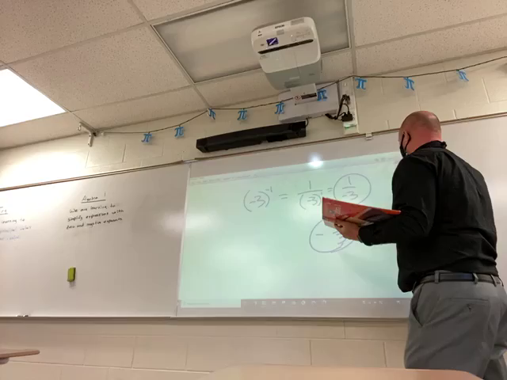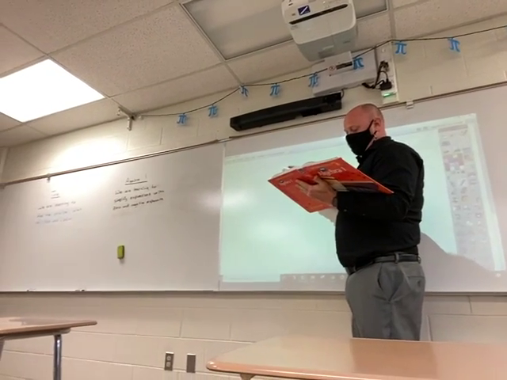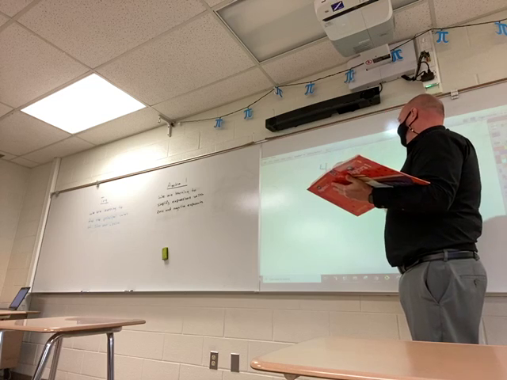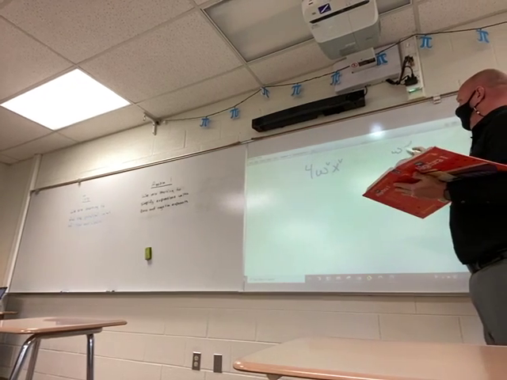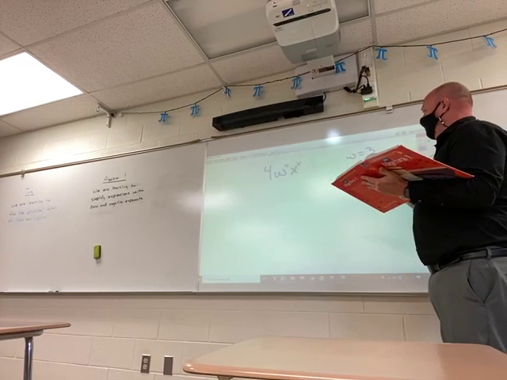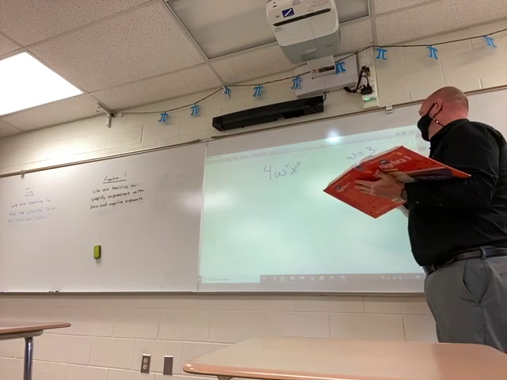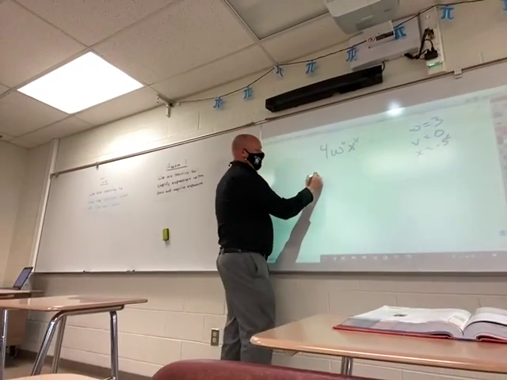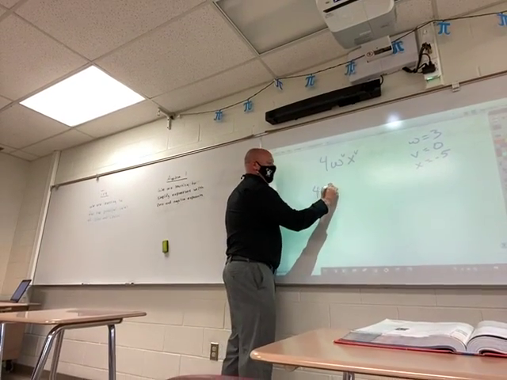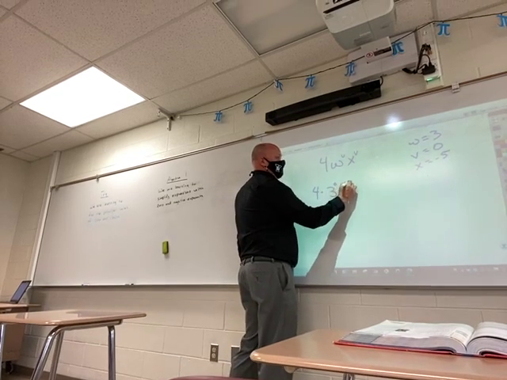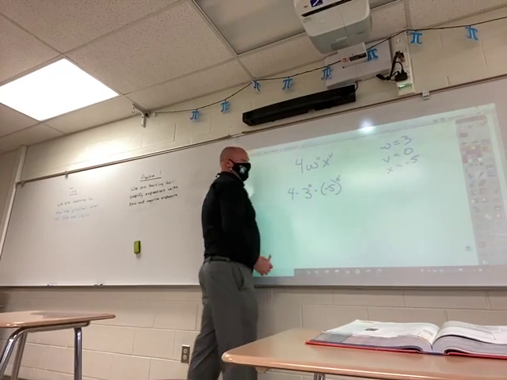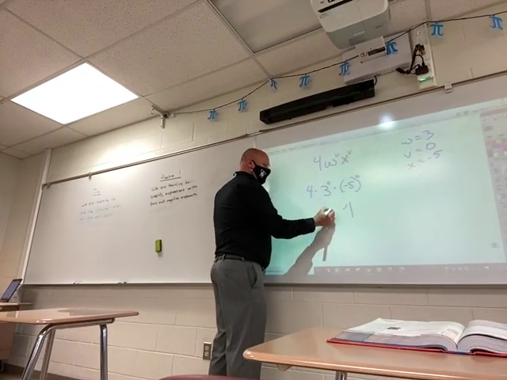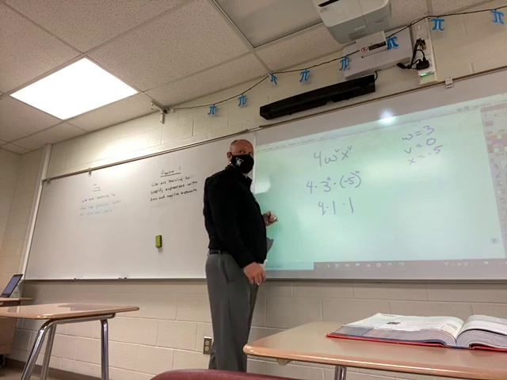42. They just say 4, W to the V, X to the V. But then they say W is 3. They say V is 0. And they say X is negative 5. Well, when you plug all those numbers in, you're doing 4 times 3 to the 0 times negative 5 to the 0. Anything to the 0 power is? That's 1. What's 4 times 1 times 1?